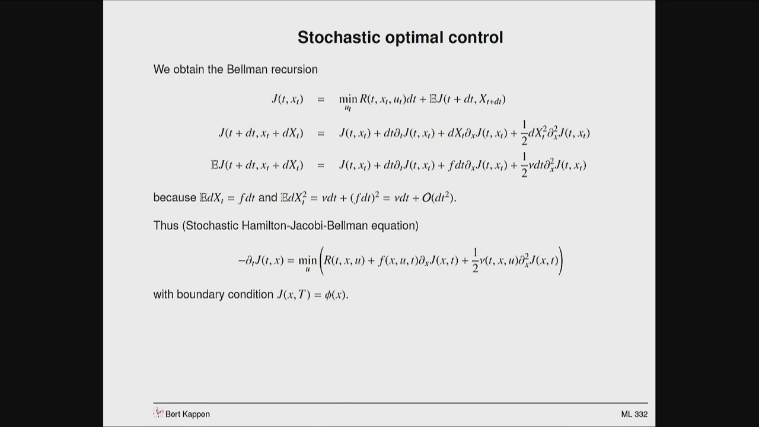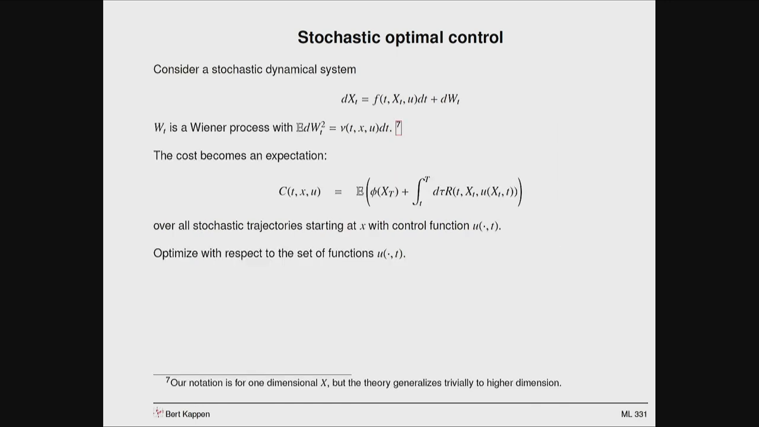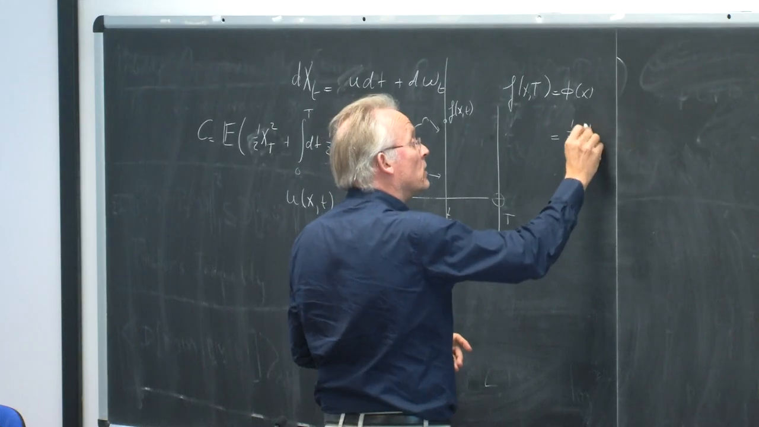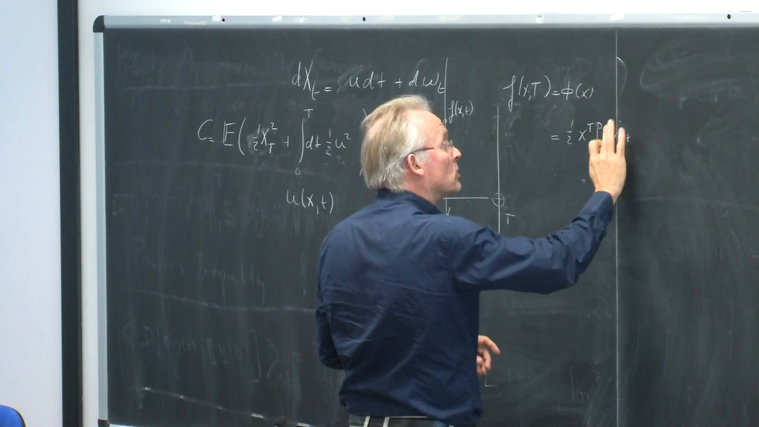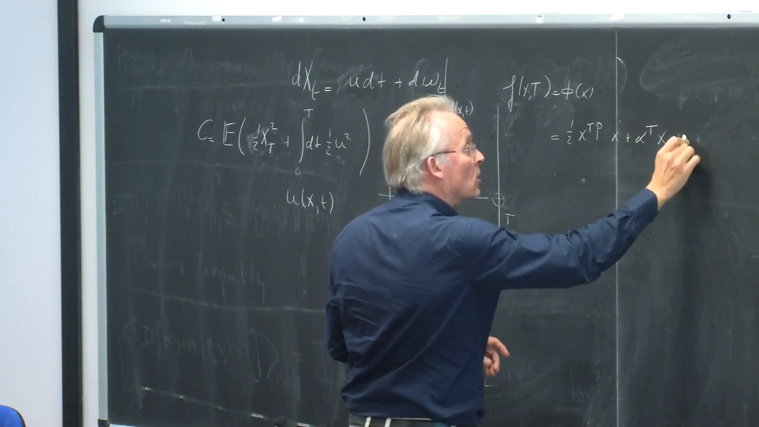Or you look at special classes of problems, and in particular the linear quadratic control problems are easily solvable. So if the dynamics here, if this f is a linear function of x and u, and if the cost phi and R terms are quadratic functions at most, then everything's sort of nice, and you can get sufficient statistics, sort of like the Gaussian case of control, where you can write the solution such that J becomes essentially a quadratic form. J becomes something like half x times P x plus alpha transpose x plus beta.